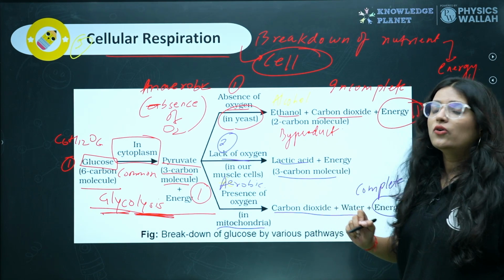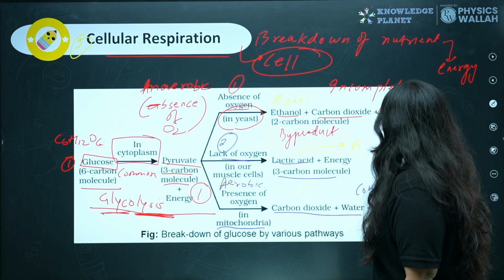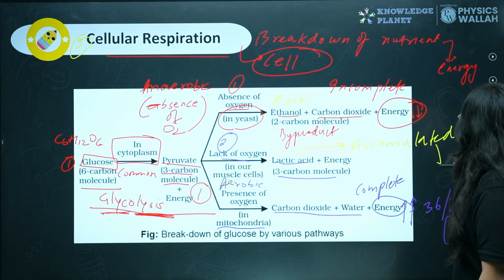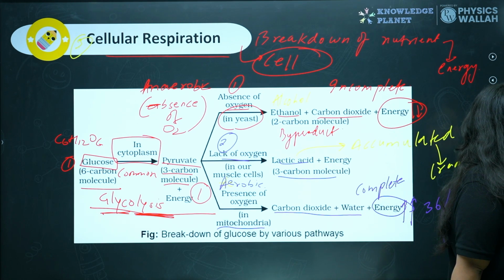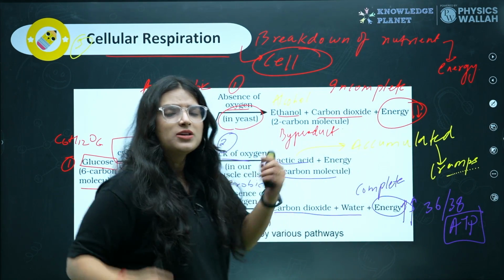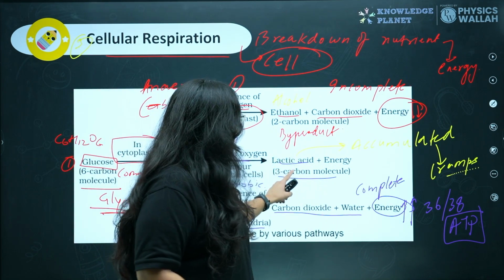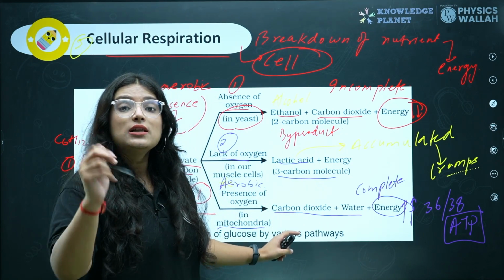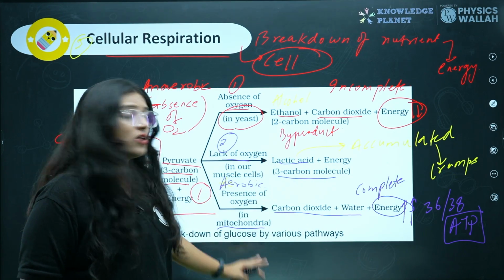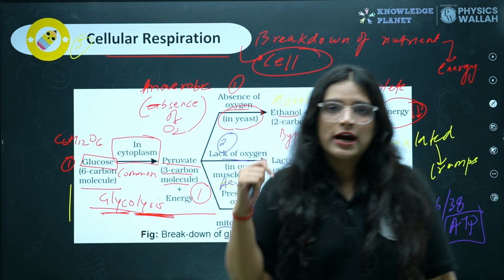Now listen to me here. This lactic acid, if it gets accumulated in our body, will cause cramps. So you might have noticed a sudden pain in your muscles, in your arms while doing heavy exercises. Now what is it? It is because of the accumulation of lactic acid. Here the muscle cells are respiring anaerobically. So these are the different pathways of glucose breakdown so that we can achieve energy from it. I hope it's clear.